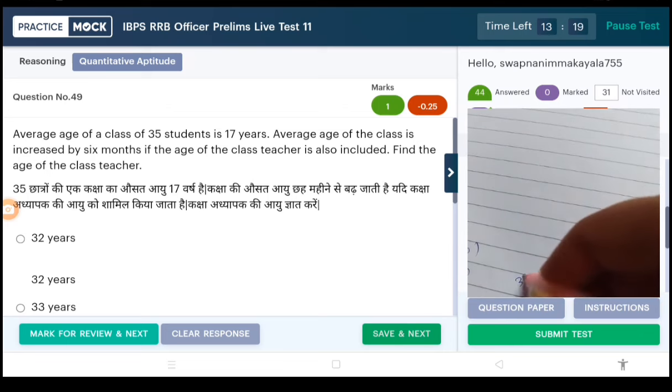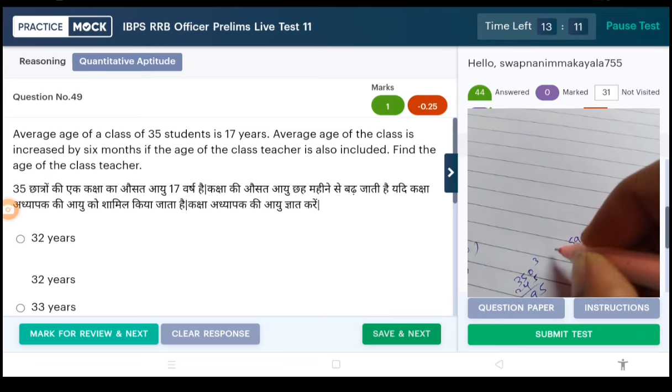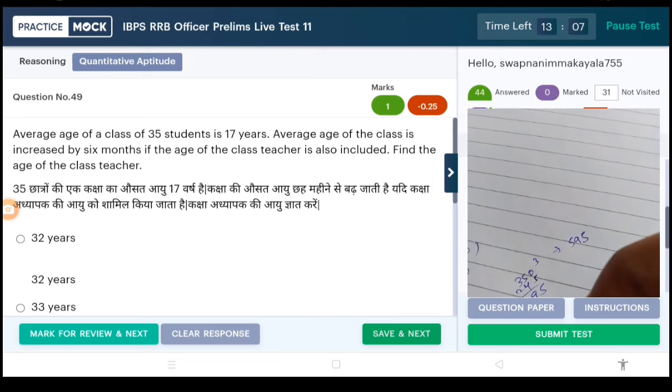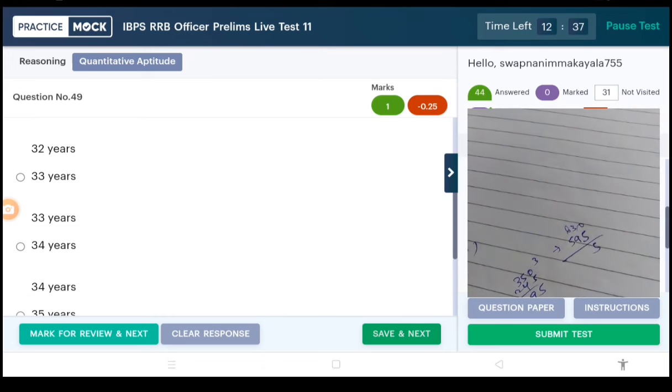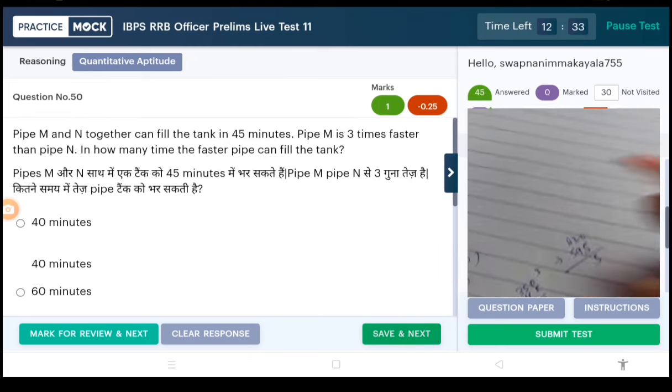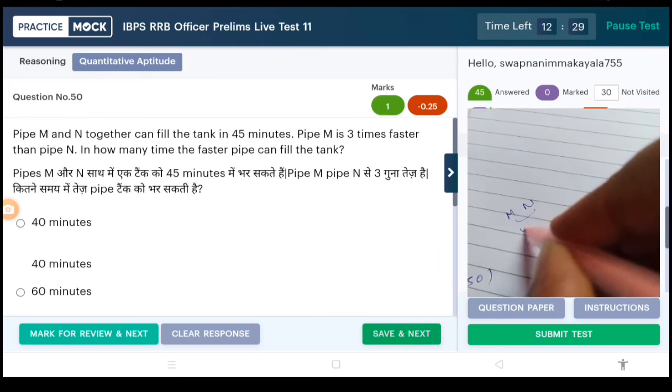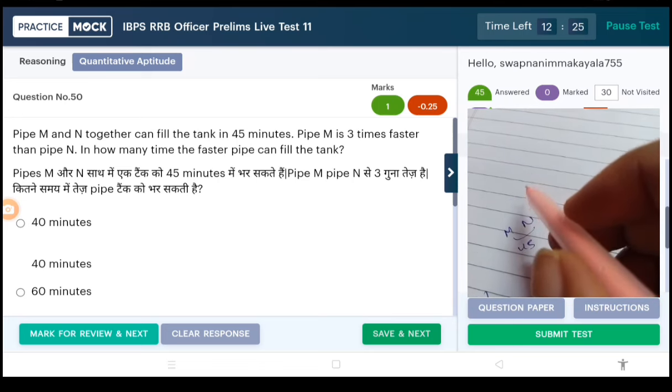Average age of a class 35. 36, 35 by 2. M and N together fill in 45 minutes. 3 times faster than N.